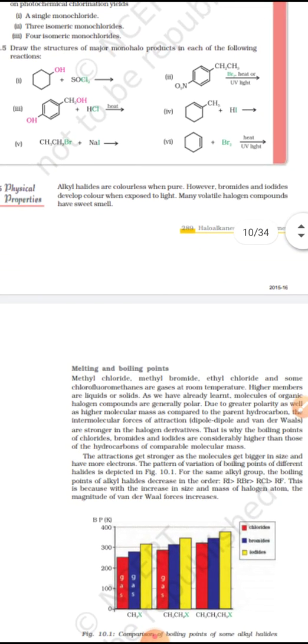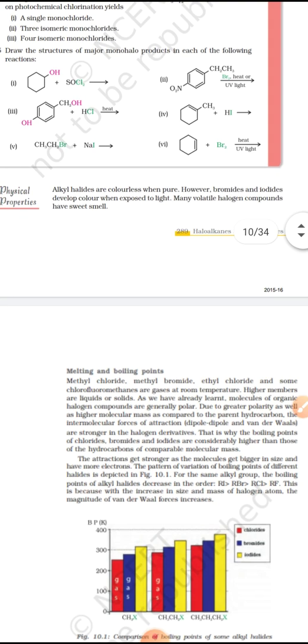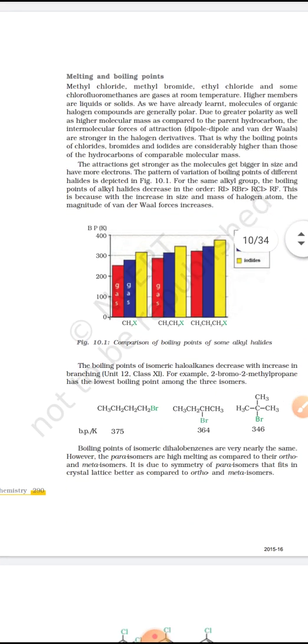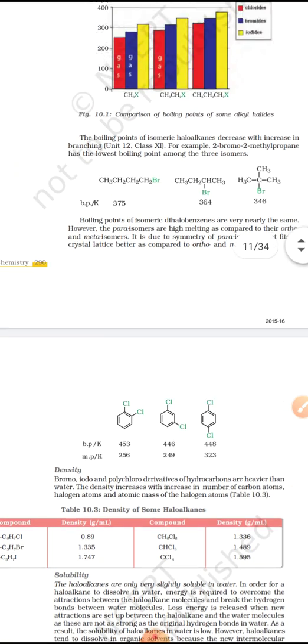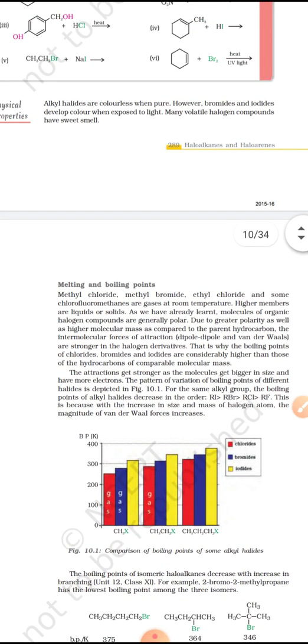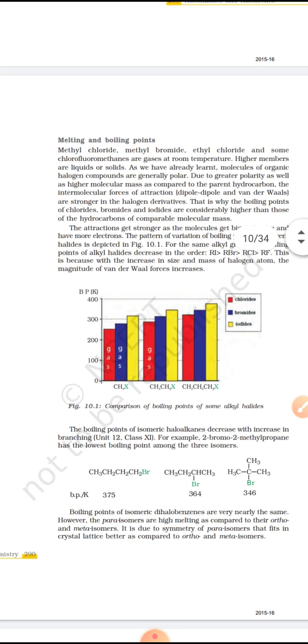Now children, whenever we are studying organic chemistry this year, in physical properties we have to study only two things. The first one is melting and boiling points, and the second one is solubility. Two important points we have to study. Now starting with the melting and boiling points.